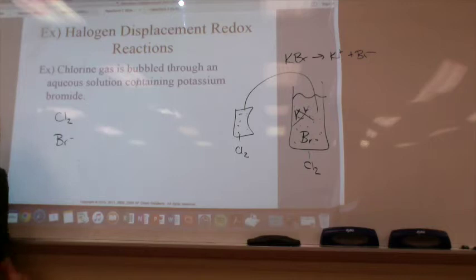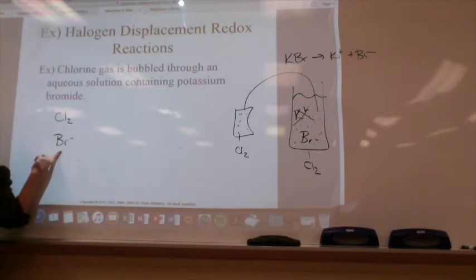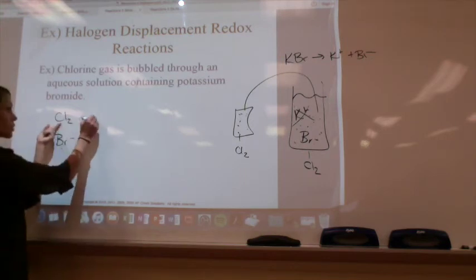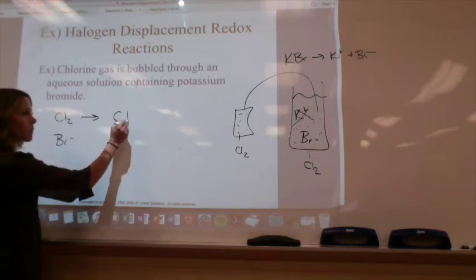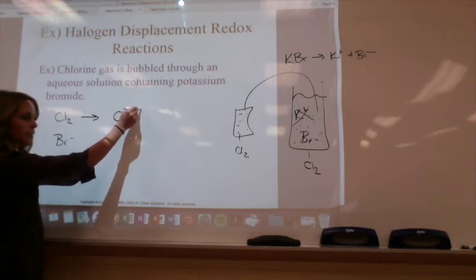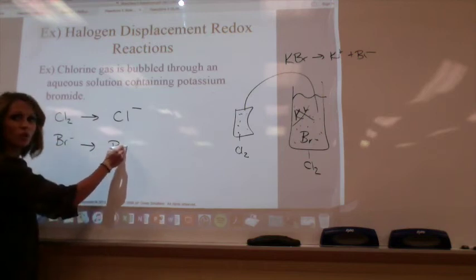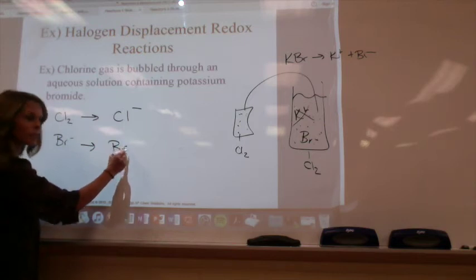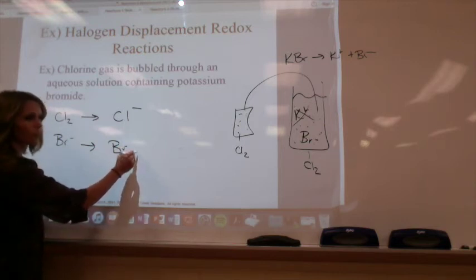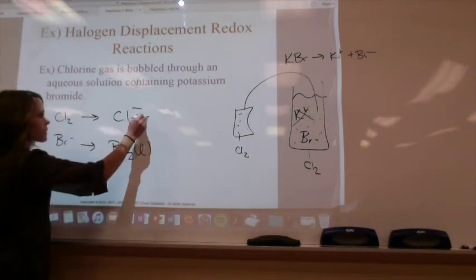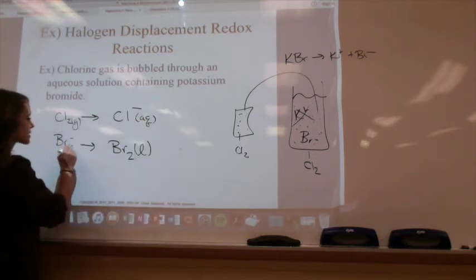Common sense. Chlorine has to get reduced. Bromine has to get oxidized. I can't make this Br minus 2. You've never written that. That doesn't make sense. I can't make this a positive. That doesn't make sense. So you know that this one gets reduced. So go ahead and reduce it. What is it going to become? Cl minus, right? And what is this one going to become? Br. Halogens are always diatomic, right? So Br2. And I just told you bromine, at room temperature is what? A liquid. And this one became aqueous. This was your gas. This was aqueous.